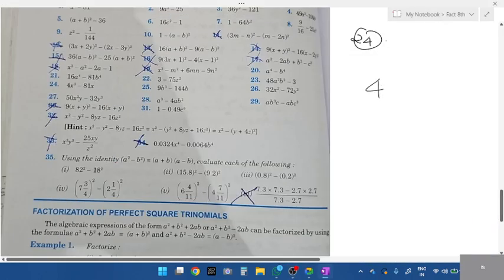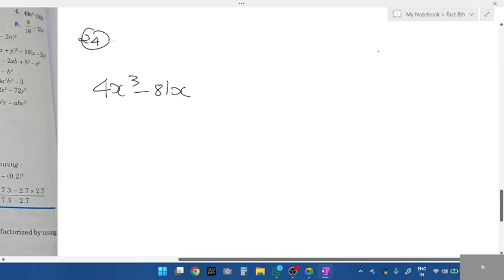24th question is 4x cube minus 81x. Fine. What's the rule we follow, Kashika and Amilda, for a square minus b square? How many terms should we have? We should have two terms. The degree should be 2 and minus, right? Yes. We call it degree 2 or square, and it should have minus.